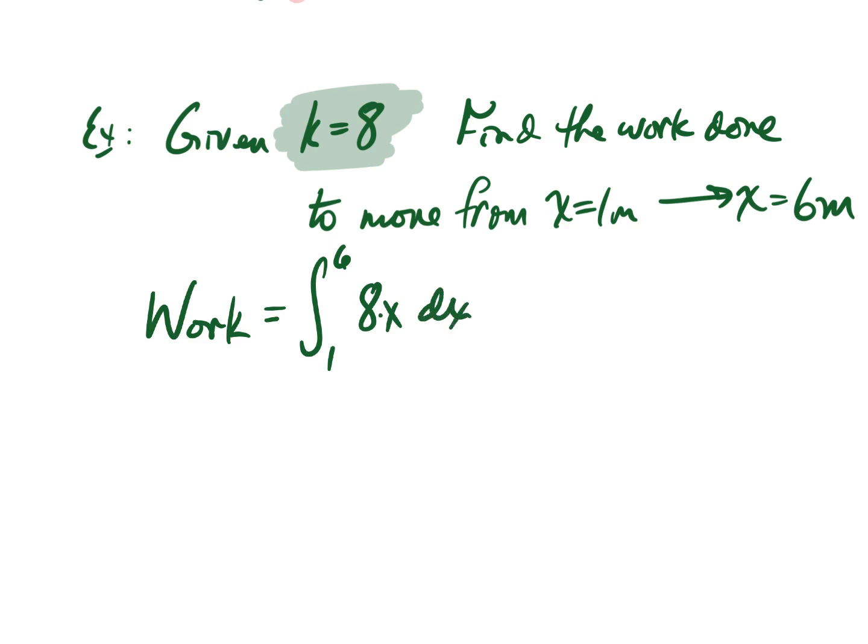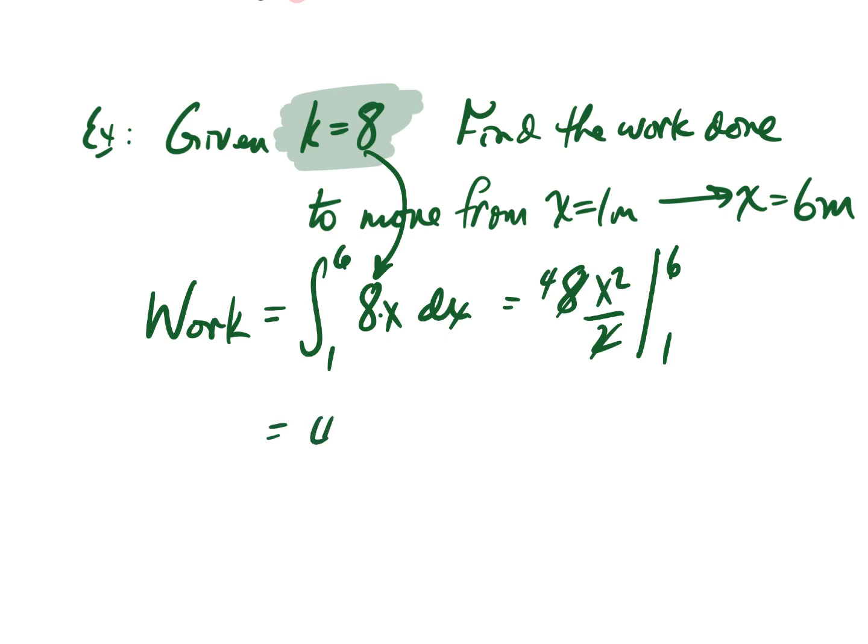And that's all there is to it. We were given the spring constant, so we just have to replace little k with 8. And now, of course, the integration is incredibly simple for you guys. We add 1, divide by the new, and then we'll be doing the fundamental theorem from 6 down to 1. A little bit of canceling here.